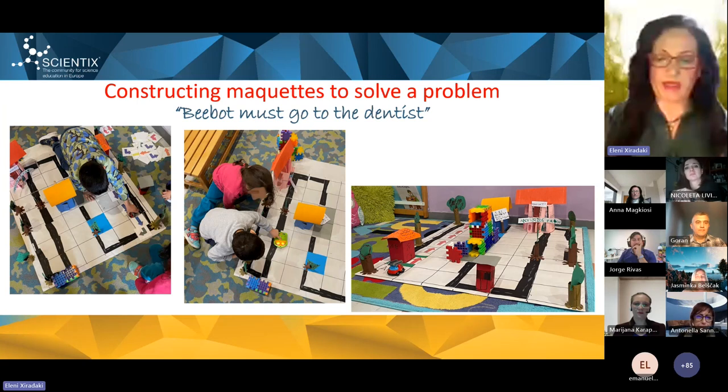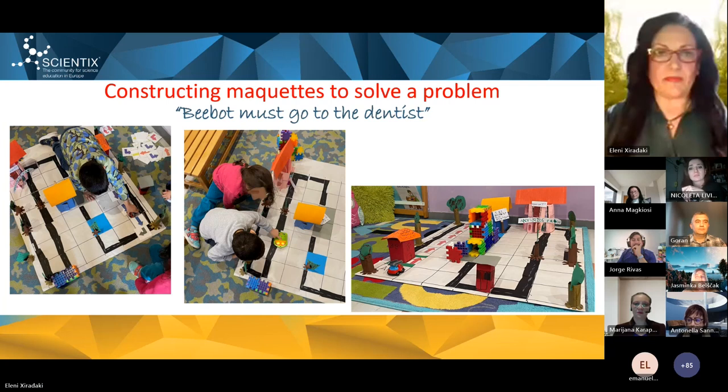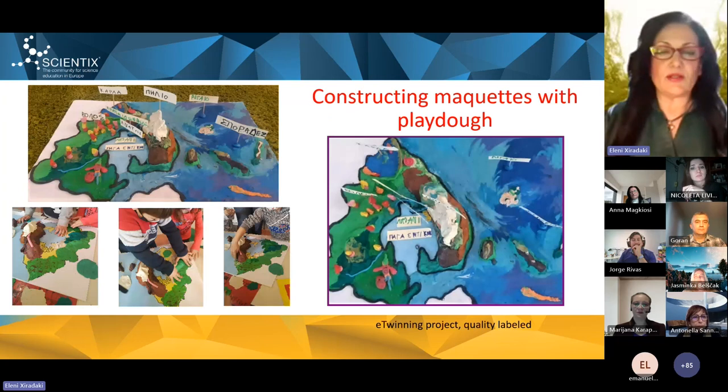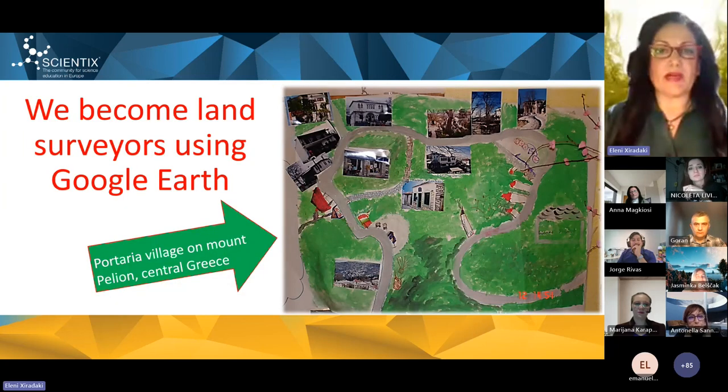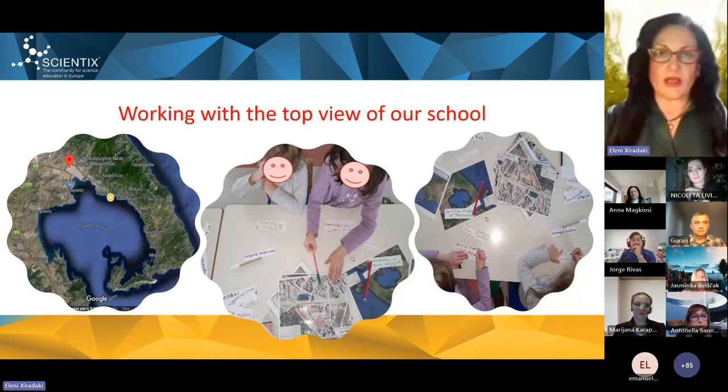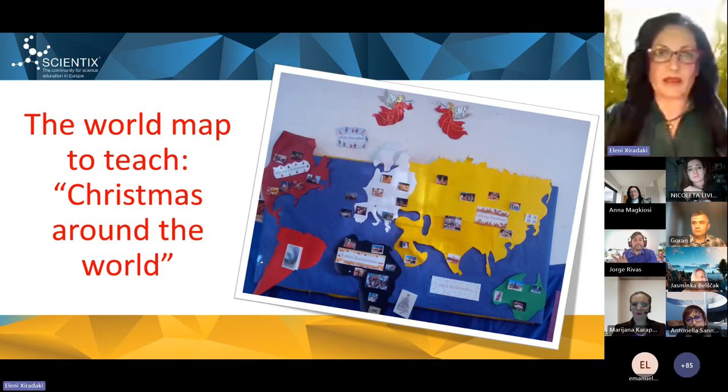B-Bot must go to the dentist. We use 3D cartons, 3D maquettes, cartons, Play-Doh to use the map to find the water in our area. Google Earth to paint our road and put pictures on it. And of course, copying the top view of our school. And of course, using the world map to create a whole Christmas feast.